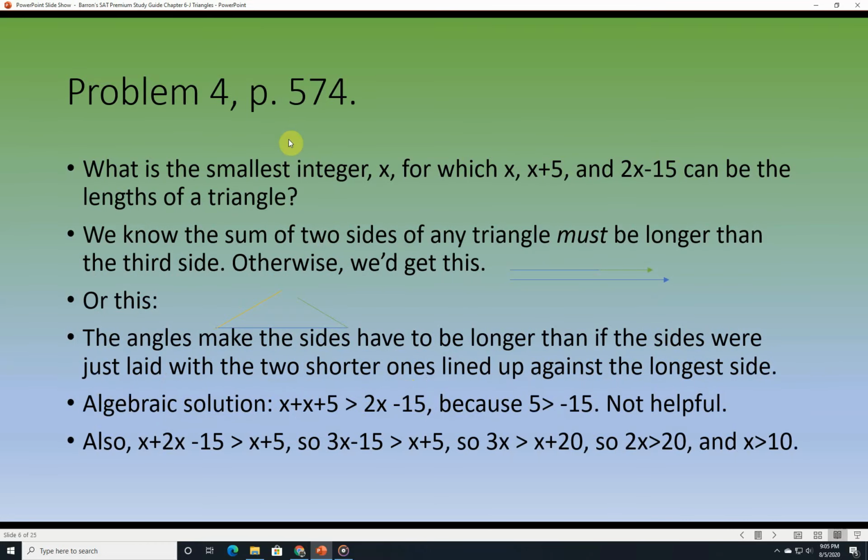Problem 4, number 574. What is the smallest integer x for which x plus 5, and 2x minus 15 can be the length of a triangle? We know the sum of the two sides of any triangle must be longer than the third side. Otherwise, we'd end up with something like this.